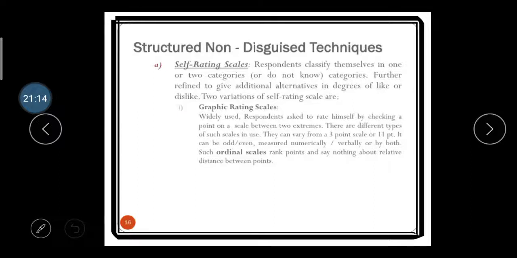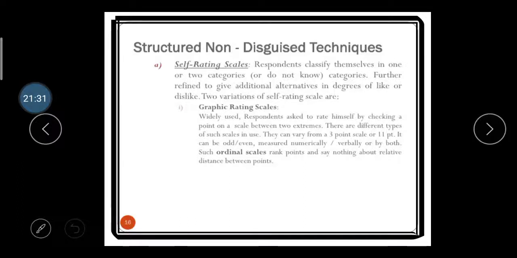So structured non-disguised technique. First one is a self-rating scale. So respondents classify themselves in one or two categories or do not know category, further refined to give additional alternatives in the degree of like or dislike. So there are two variants of the self-rating scale.